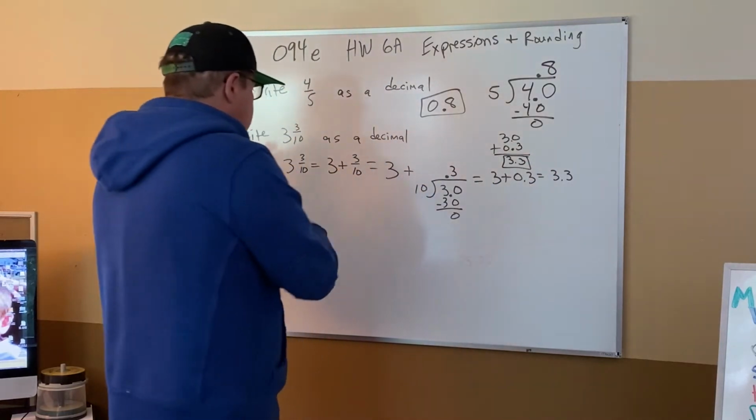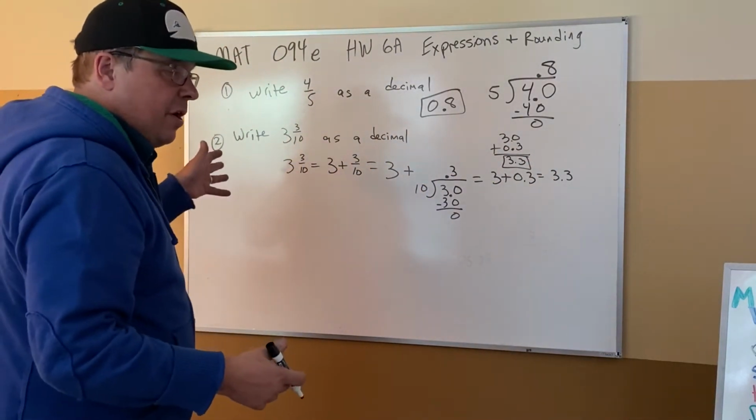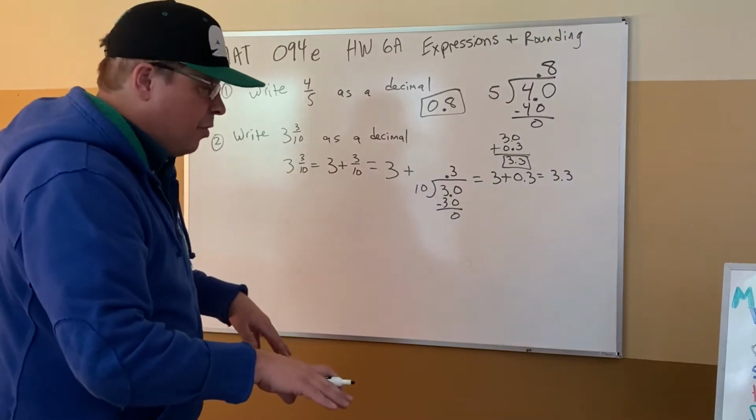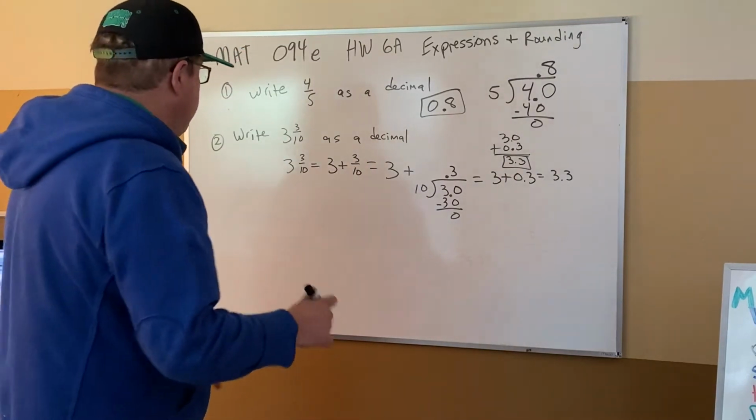So the 3 didn't need to become 33 over 10 as part of an improper fraction and then come back down with more division. 3 is 3. That's your whole part. Only deal with the decimal.